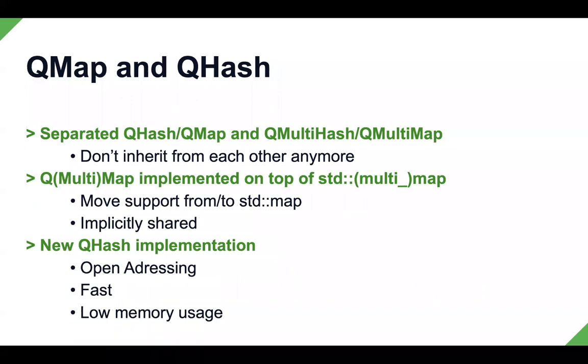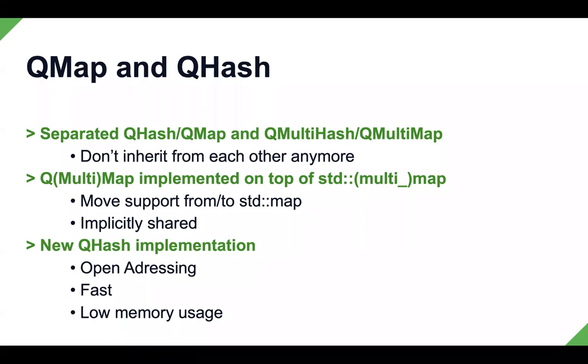QMap and QHash also got a lot of changes and are actually completely new implementations in Qt 6. In Qt 5, QHash and QMultiHash were basically the same class, the same for QMap and QMultiMap. We've separated them in Qt 6 in line with what the STL does. They don't inherit from each other anymore, so that you can't accidentally insert multiple items into a QHash or into a QMap with the same key. QMap and QMultiMap are implemented on top of std::map and std::multimap. So you can actually move from and to a std::map into a QMultiMap or QMap. And what they add on top is the implicit sharing that we have with all our Qt containers.